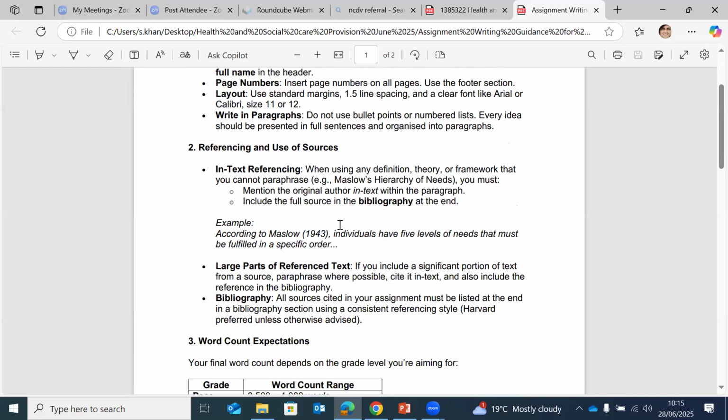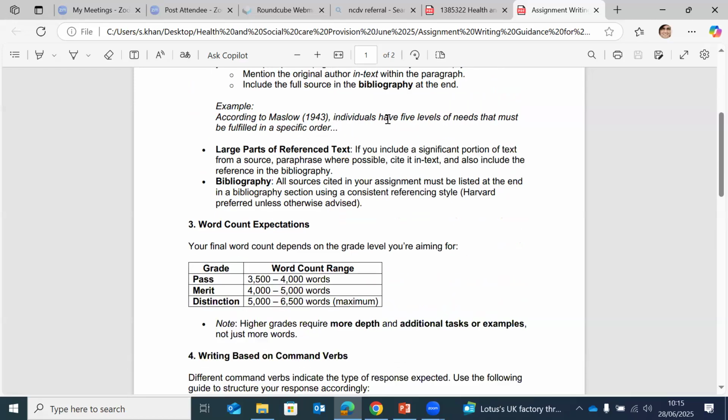It needs to be an academic piece of work. It needs to flow. It needs to be full sentences. Referencing and use of sources: the referencing you need to use is the Harvard system of referencing. When using in-text referencing for a theory, like Maslow's hierarchy of needs, you must mention the original author in the text, within the bibliography, and include the full source. So, for example, according to Maslow, 1943, individuals have five levels of needs that must be met. So this is just an example for you, okay?